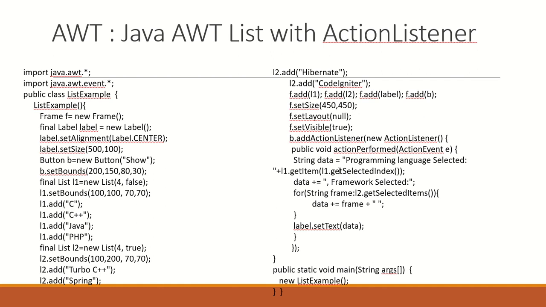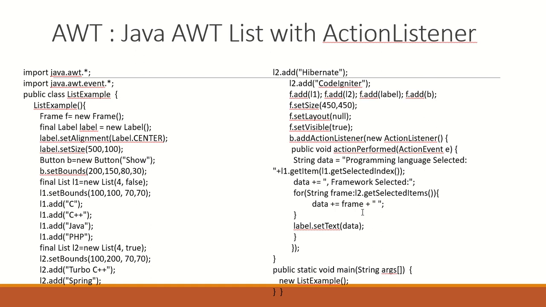Your string is ready. Now what has to be done? That is your first data. Now the second data is going to be appended as data is equal to data concatenated with frame, whatever be the content of data, concatenated with "framework selected". And what do you have to get for the framework selected? You can have multiple selections, right? So you have to select for each item. So for string frame, L2 dot get selected items. For each iteration of the for loop, you will have to append the content of get selected item into the string data.